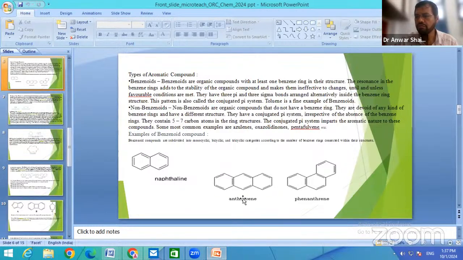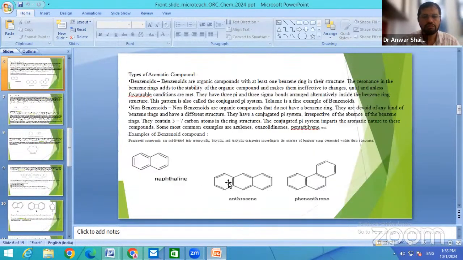there are different types of aromatic compounds, like benzonoid and non-benzonoid compounds. How are the benzonoid compounds differentiated? The benzonoid compounds are the compounds that contain the benzene ring, and the non-benzonoid compounds are the compounds that do not contain the benzene ring. Let's see how they are differentiated.